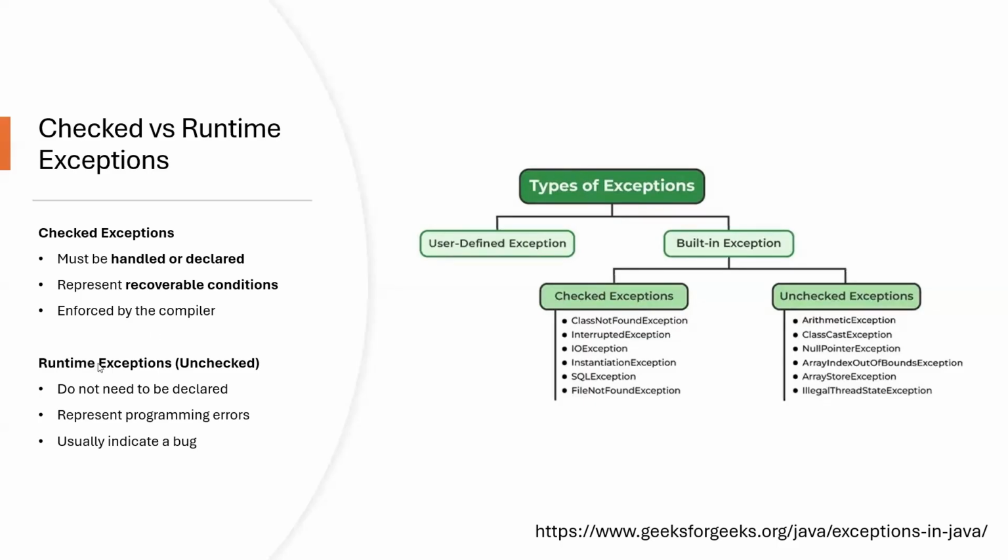Next, we have runtime exceptions, and these are the unchecked exceptions. And these do not need to be declared. These are the ones you try to prevent. And these represent errors in our code, like syntax errors, for example, or bugs.